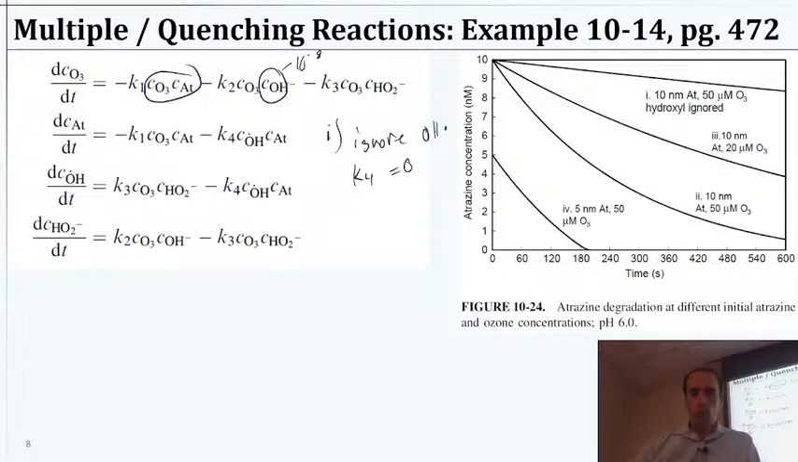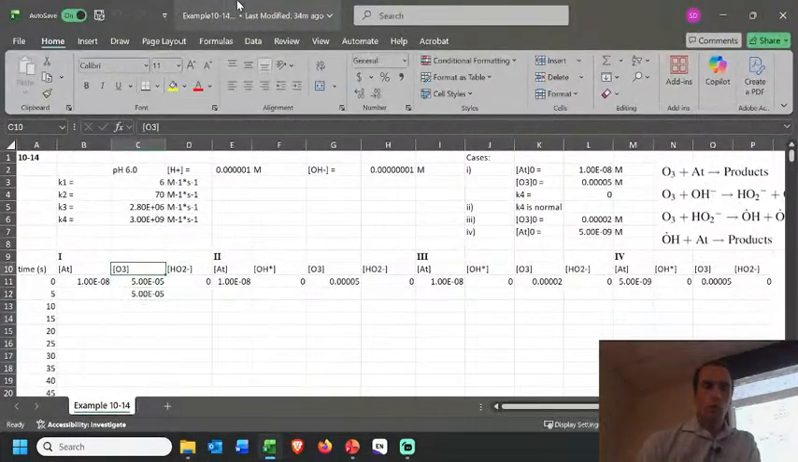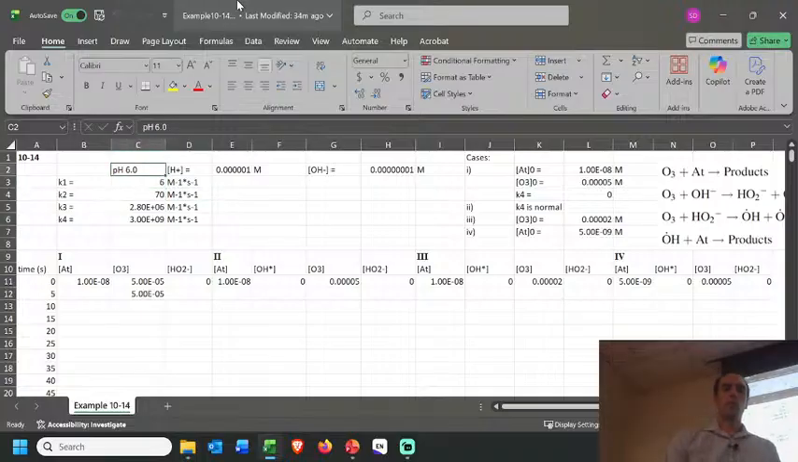So if we were to work on this in Excel, I think it probably ought to look something a little bit like this. We have the rate constants written out. A pH at 6 gives us a particular H plus concentration, but what's more important is our OH minus, 10 to the minus 8.